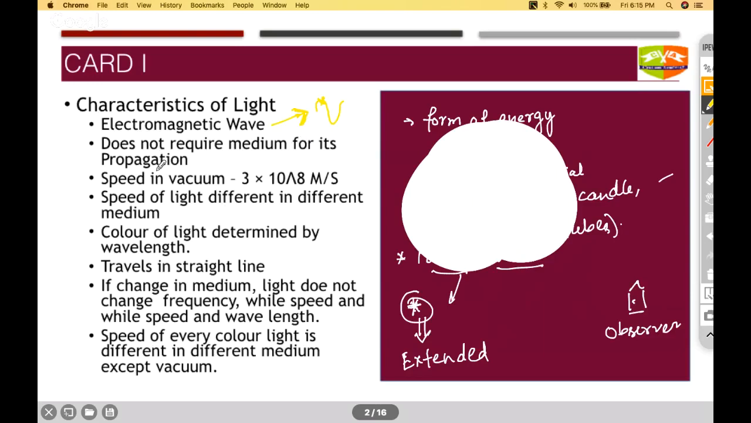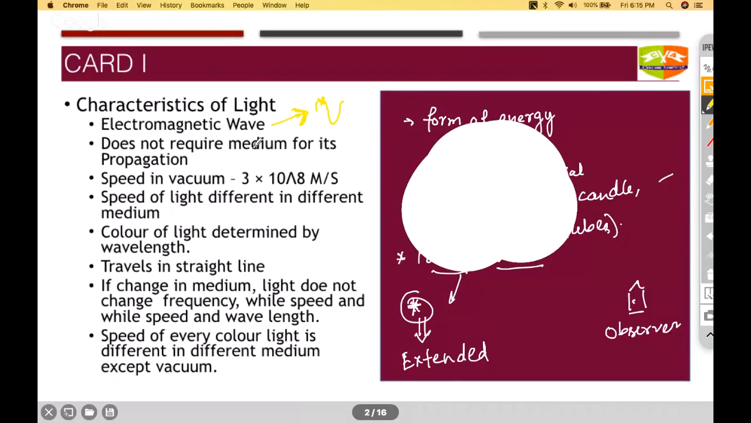What is the next property? I have seen a lot of questions based on characteristics of light. I have seen a 2-marker question or a 3-marker question based on write two characteristics of light or 3 characteristics of light or 5 characteristics of light. So that's why I have jotted down all the points for your reference so that you can get it at one source. The first and the most important part of light is that it's an electromagnetic wave.